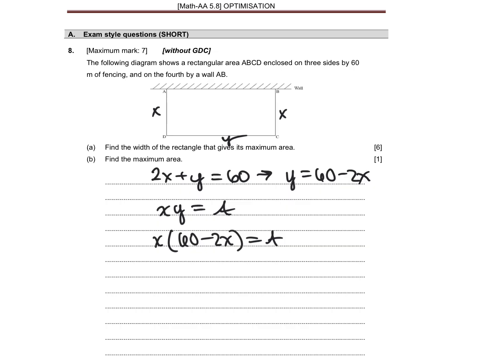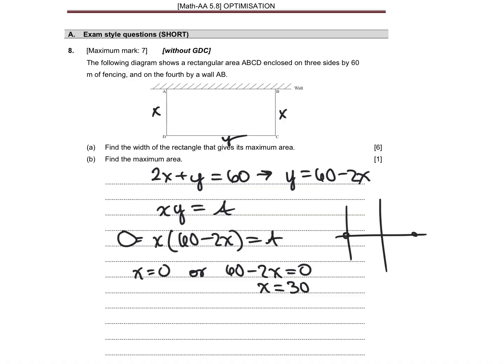and we can find the x-intercepts. So if we set this equal to 0, we have x is 0, or 60 minus 2x is 0, which is x is 30. So that's at 0 and 30, so the maximum is going to lie in between those. So 0 plus 30 over 2, which is 15. So that's the answer to A.